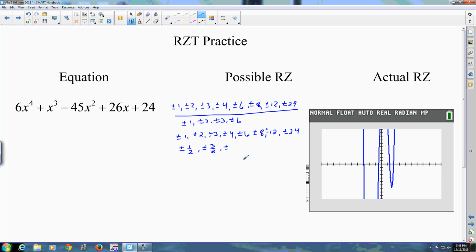Now go to thirds. Plus or minus 1/3. Plus or minus 2/3. Plus or minus, let's see, that would be 3/3. I got it. 4/3. Oops.